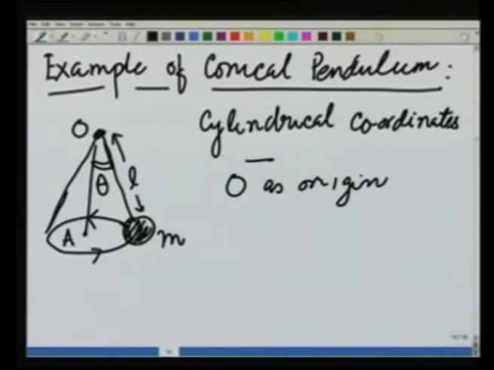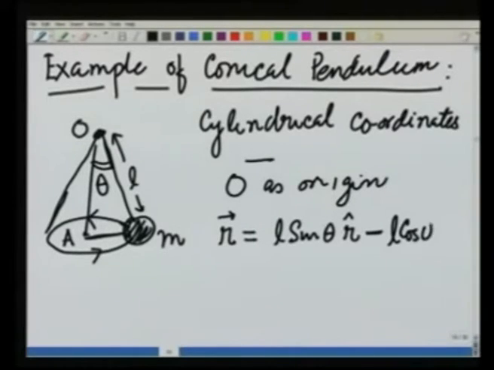In that case, the r vector for the ball is going to be given as L sin theta times r. Remember, r unit vector is the radial unit vector in cylindrical polar coordinates, minus L cosine of theta z. Let me also say that this bob is moving with velocity v in the circle. V is always in phi direction.